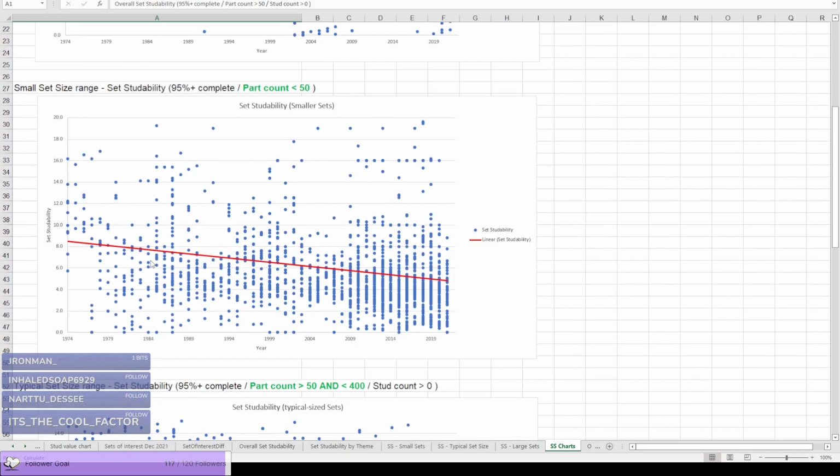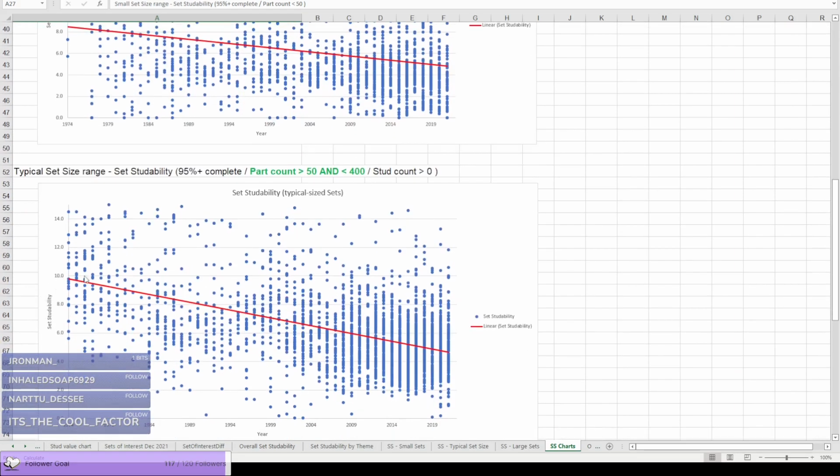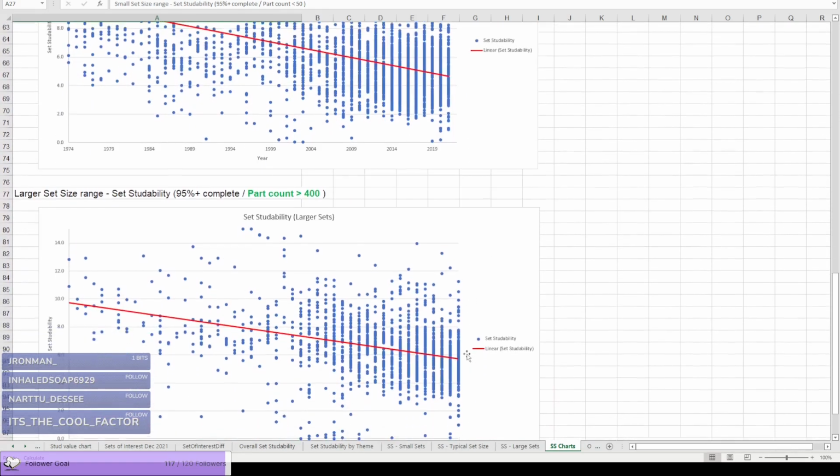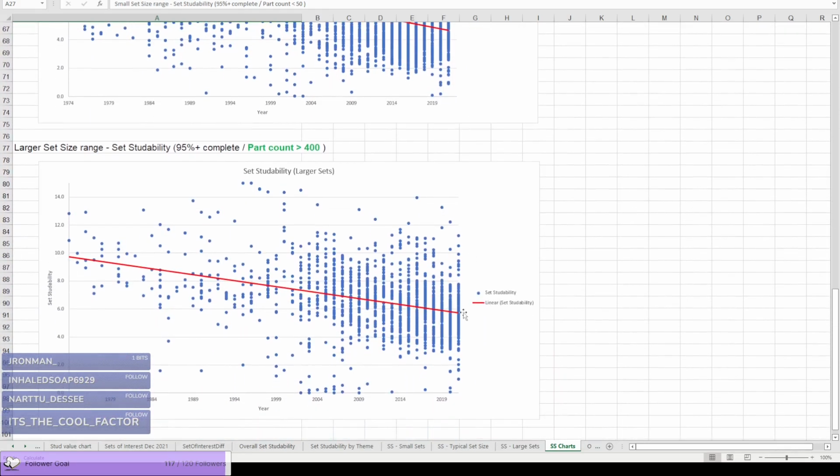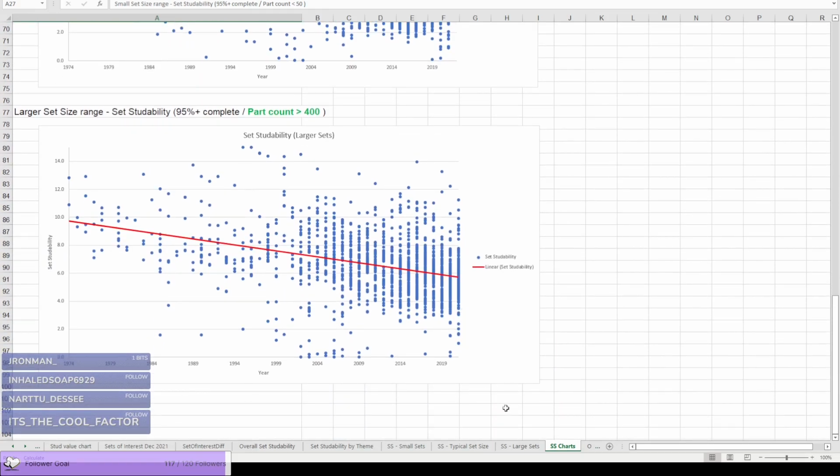This is what exists for the small. So you can see now this is looking at the small stuff where the part count was below 50. This looks a little different. And so the studability is up at 9 and then drops down to 5. Typical set size, it's up near 10, drops down towards below 5. And then the large set, it's close to 10, drops down to just below 6. So these charts are just ways to visualize it.